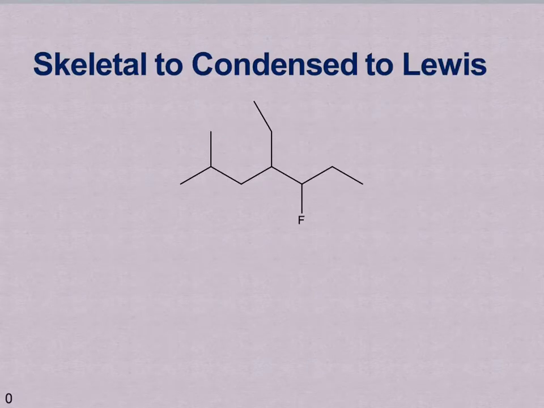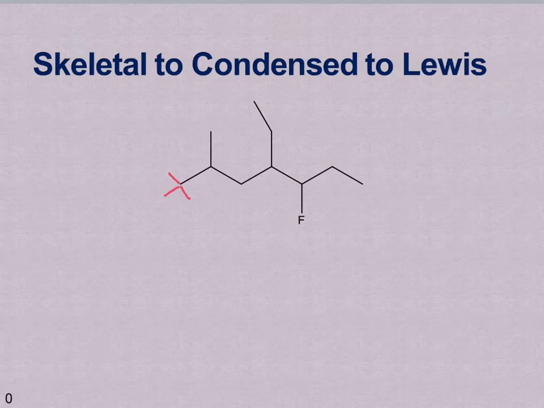Now we want to go from the skeletal structure to our condensed and Lewis structures. And so there's a couple of different approaches we can take, but the first thing I'm actually going to do is go through and draw in all my hydrogen atoms. I'm going to put those in a different color because I really don't want to draw all of those hydrogen atoms. And so what I'm going to do is just draw in these lines to represent that each of those little red lines represents a single hydrogen atom.